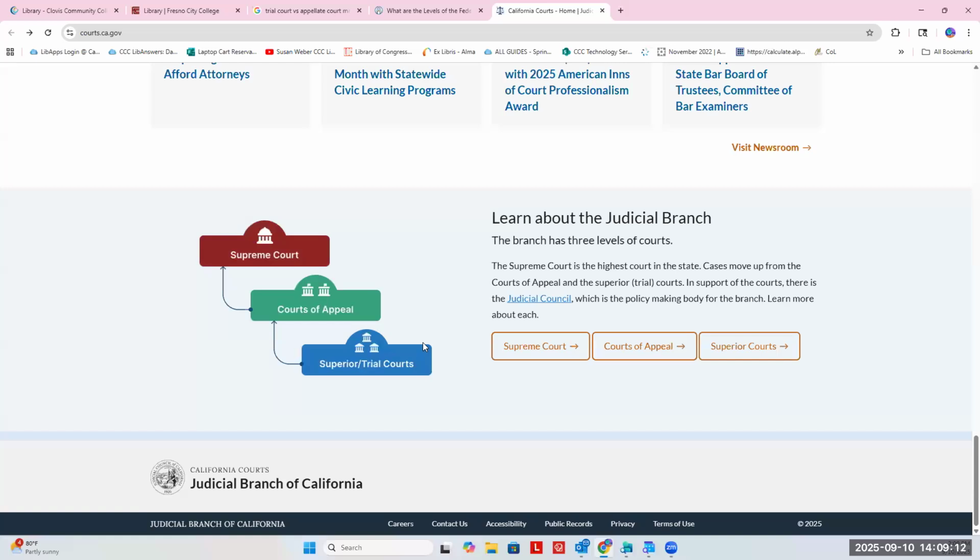But you'll know that the first court that people go to is the trial court. And then if they have to appeal the decision, it goes up to either the Court of Appeals or the Supreme Court, whichever is the next level of court within their jurisdiction.